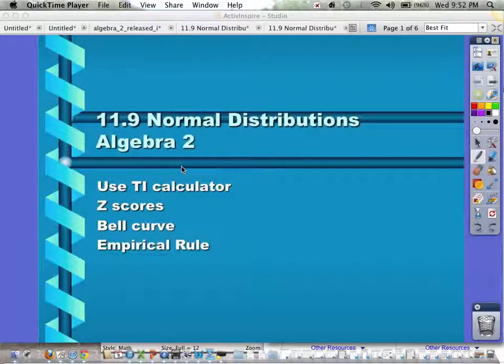11.9 normal distributions. In this section we'll use the TI calculator, the z-scores, and we'll talk about the bell curve and the empirical rule, which is very important to know. Okay, so let's get started.